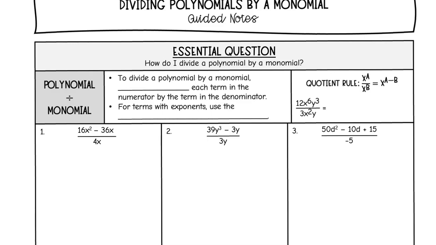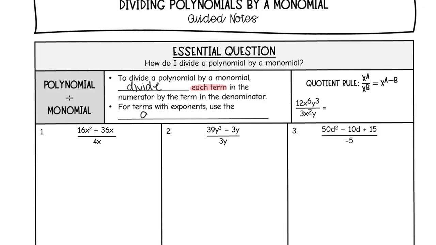Okay, so now we're going to look at what we do when we are dividing instead of multiplying. It's the same idea, but when we divide a polynomial by a monomial, we will divide each term in the numerator by the term in the denominator. I'm going to highlight here for us each term. We can't just divide one thing. We have to divide every single term in the numerator by whatever's in the denominator.